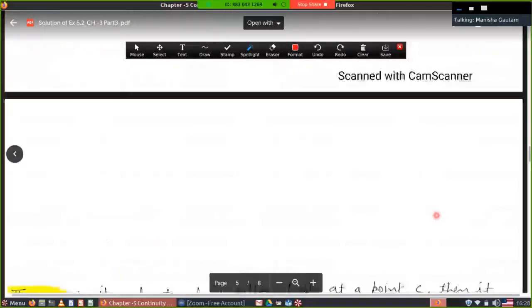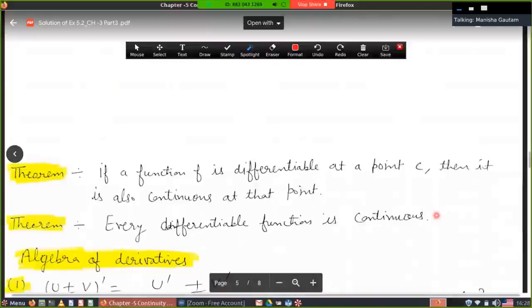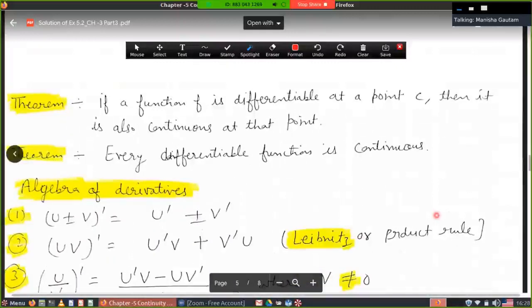It is not always possible to apply the definition method to solve the differentiability of a function. So we will find the derivative directly using formulas, directly using sin x, cos x, and other functions whose derivatives can be used directly. Theorem: if a function f is differentiable at a point c, then it is also continuous at that point. I have told you in the previous slide also, if a function is differentiable, then it is also continuous. But if it is continuous, it may or may not be differentiable. Every differentiable function is continuous.